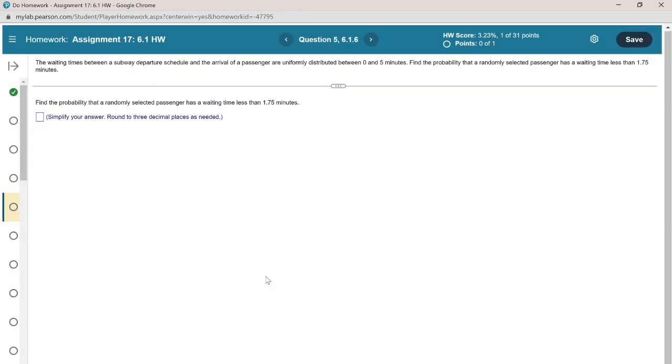Let's go to the next problem. Okay, here is the example where you can see where we can use a uniform distribution. The waiting times between a subway departure schedule, this is a real life example, real problems. The waiting times between a subway departure schedule and an arrival of a passenger are uniformly distributed between 0 and 5.